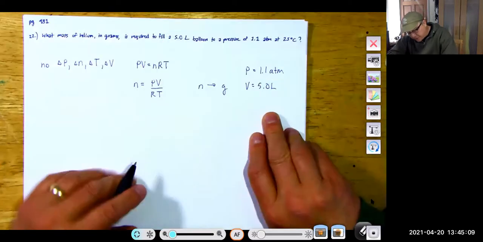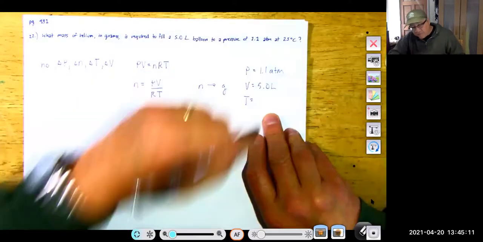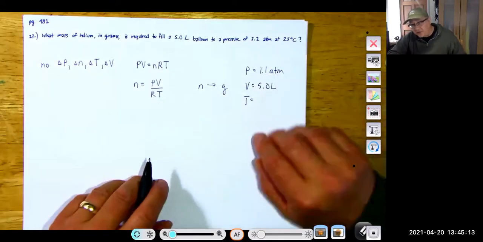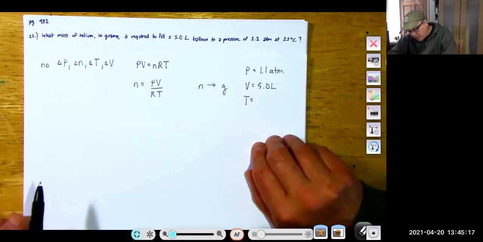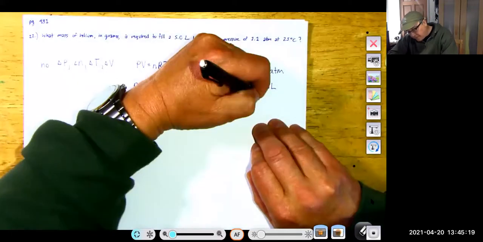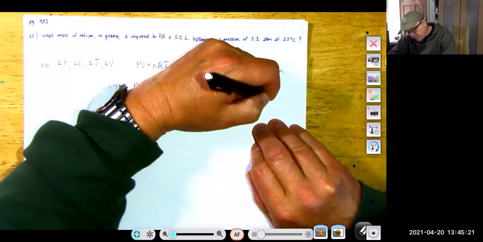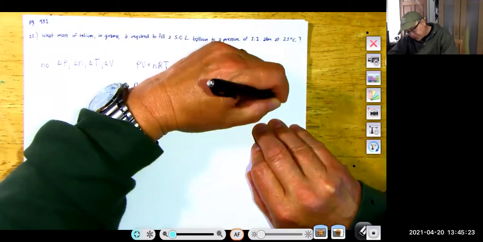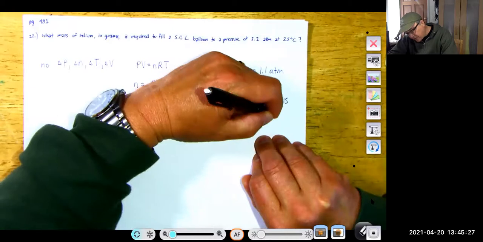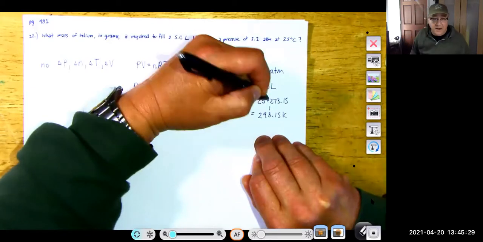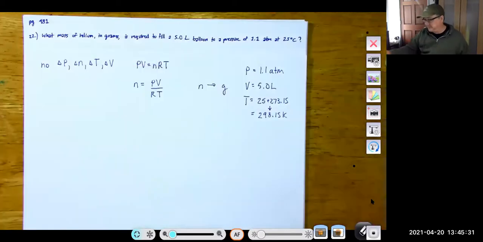We have the temperature, and it says 25 degrees Celsius, but we never use degrees Celsius in gas laws. We always use Kelvin. So I'm going to write that we have 25 plus 273.15, which is 298.15 K. And I'm going to put a little arrow pointing to the 8 because that's where I would round this if it were done.